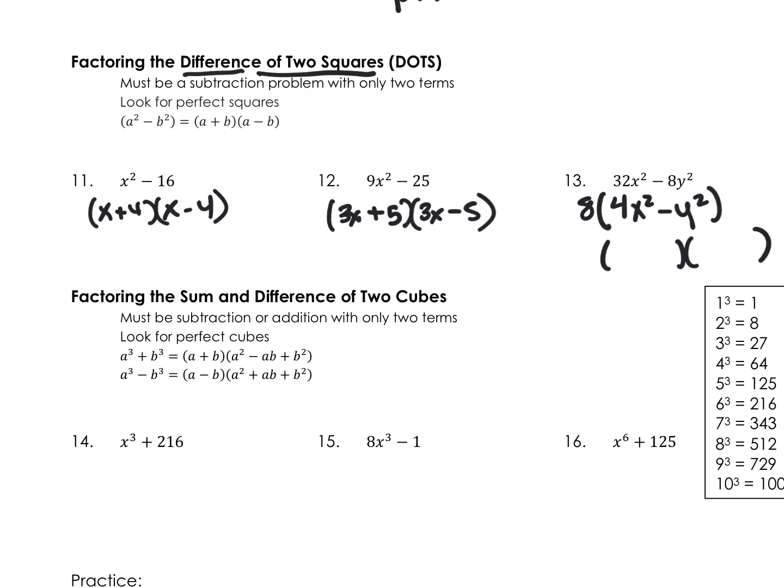This will have to be 2x and 2x because that's what multiplies by itself to be 4. One will be positive, one will be negative. And then what will these have to be so that we get y squared? Plus y and minus y. And then you just need to stick your 8 back in the front there that we factored out at the beginning.